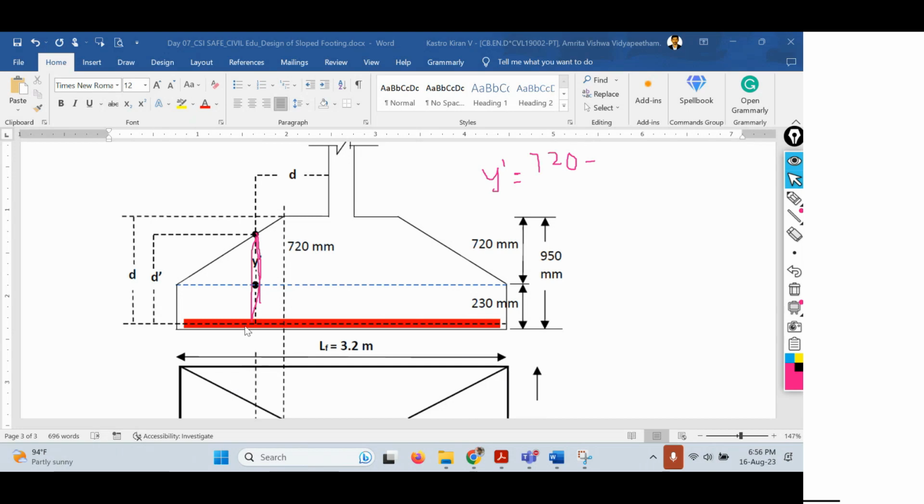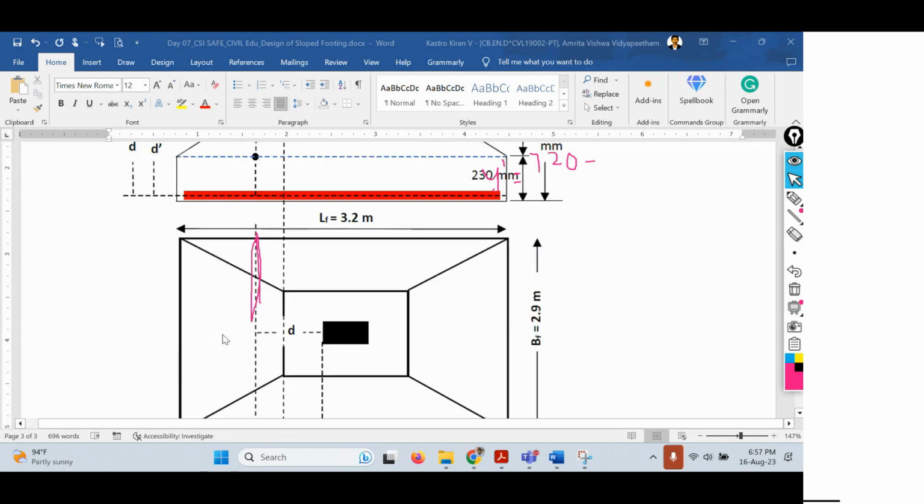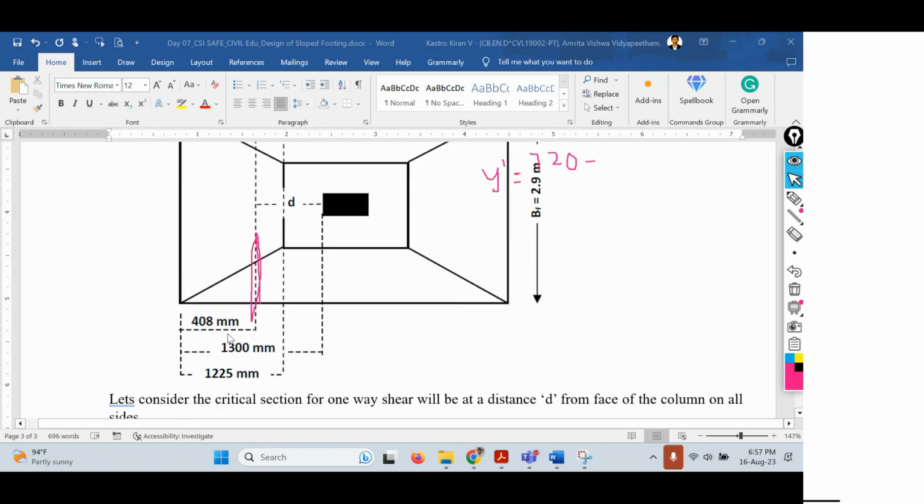And then this distance is 408, but let me check what this distance is. So the overall length of the footing is 3.2, that is 3200, minus d, that is 720. Let me have a cross check. 3200 minus d value 720 is 2.48. Just give me a second. I'm just checking how this 408 value I have written. So some calculation must be done. If anybody gets an idea before me, you can also let me know. 408.